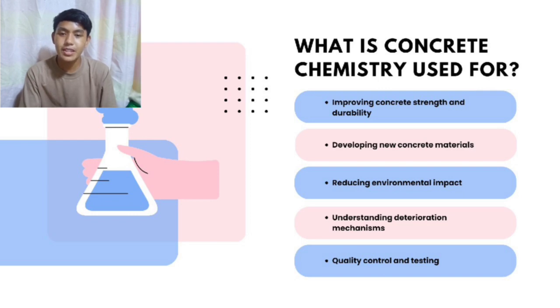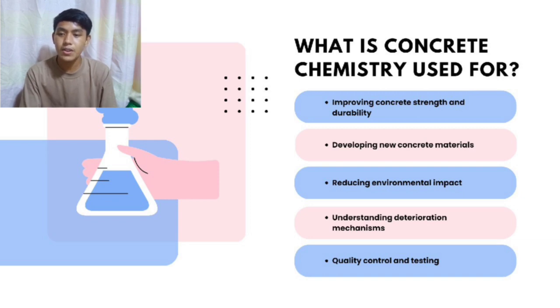By understanding the chemical reactions that take place during the curing and hardening of concrete, researchers and engineers can develop new materials and techniques to improve the strength and durability of concrete. Next, developing new concrete materials. Concrete chemistry is used to develop new materials, such as high-strength concrete, self-healing concrete, and lightweight concrete. These materials can have unique properties that make them ideal for specific construction applications.